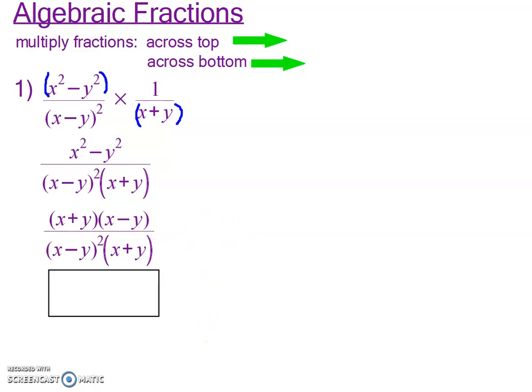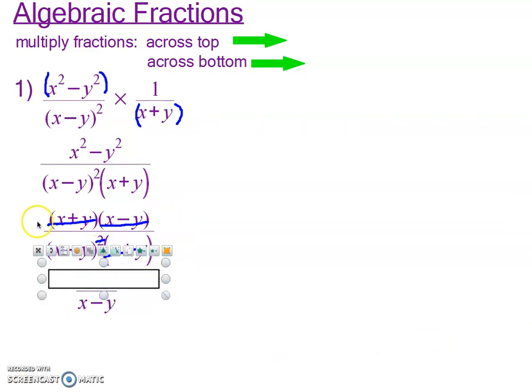Once you have everything factored, you look in the numerator and denominator, see if there's anything that you can reduce. We have a common factor of x plus y on top and bottom. We have a common factor of x minus y. You're only canceling out one of the x minus y's in the denominator, so you still have an x minus y in the denominator left. However, everything in the numerator canceled out. When everything cancels, you must leave a 1 in its spot.